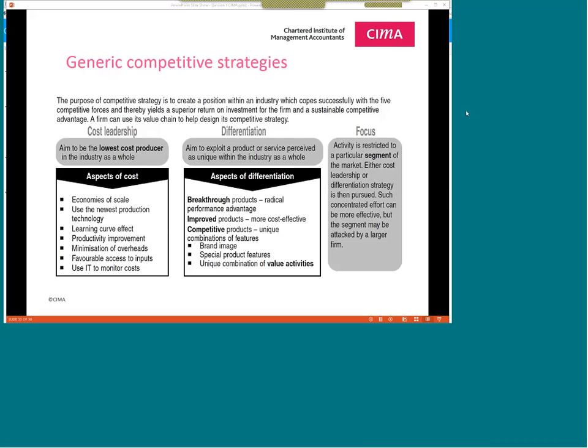And what about focus? How does focus fit into generic competitive strategies? After deciding maybe the cost leadership or differentiation, then you decide which segment you're going to do your business. It's a narrow one, a broad one, or a specific country or the region. So that's the area you're going to do your business.